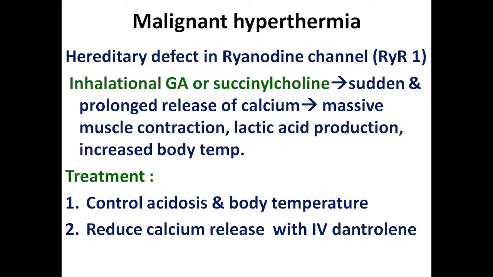So what happens is there is a massive release of calcium from the intracellular calcium stores, which leads to muscle contraction, which leads to lactic acid production and buildup, and there is an increased body temperature. We'll discuss this a little bit more when we are doing dantrolene. So we try to control the patient's body temperature as well as the acidosis, and we also give dantrolene. That's the major use of dantrolene.